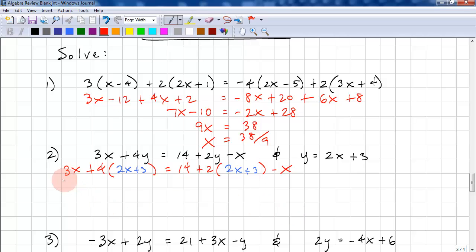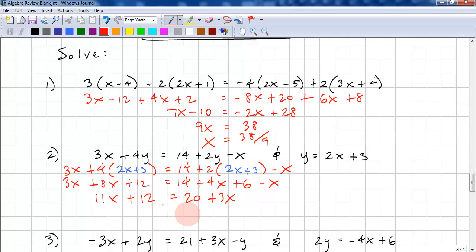Now we expand. 3x plus 8x plus 12 equals 14. 2 times 2 is 4x. 2 times 3 is 6. Minus x. Collect like terms. We have 11x plus 12. We have 14 plus 6. That's 20. We have 4 minus x. That's 3x.